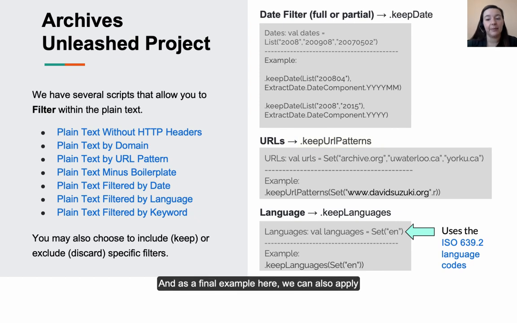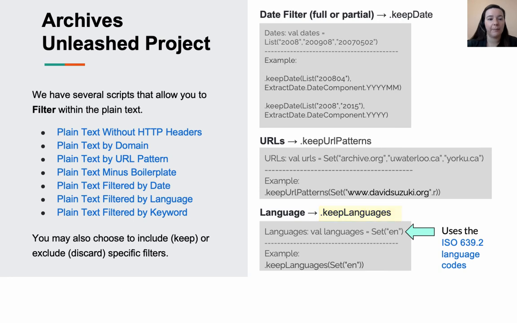And as a final example here, we can also apply a language filter. Our example here is keeping only English language pages, but the filter does use the ISO language codes, so you can change that as well.